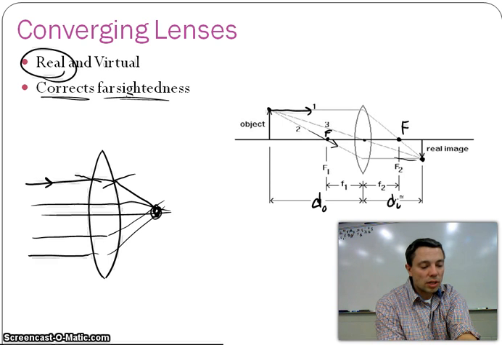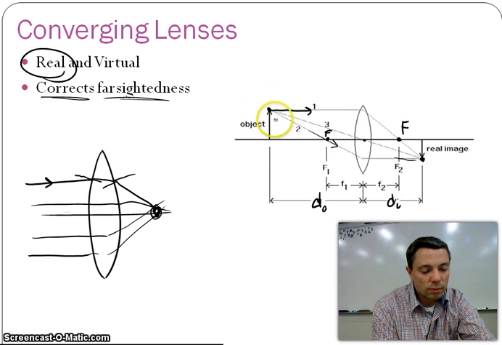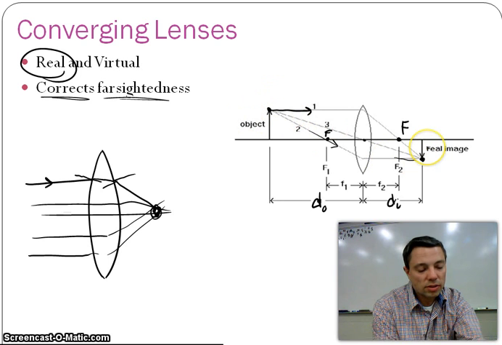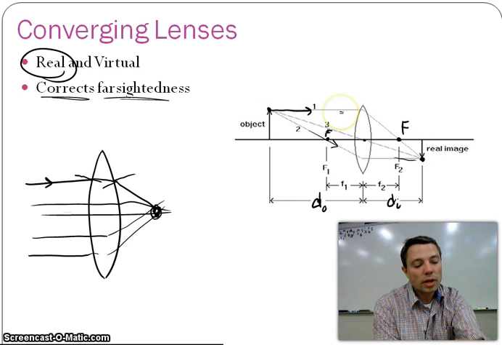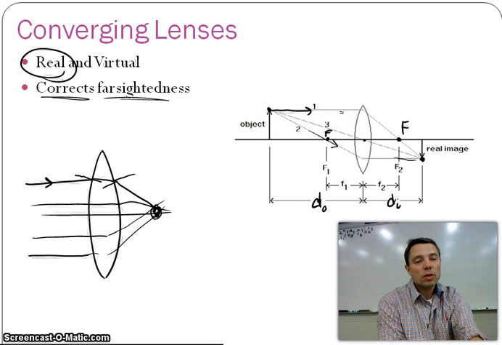And again, if we adjust this object back and forth, we can change the size of this. And there is a point when we bring this inside of our focal length, we're going to have issues trying to make our real image. So that's when we get into virtual images, when we get inside that focal point.